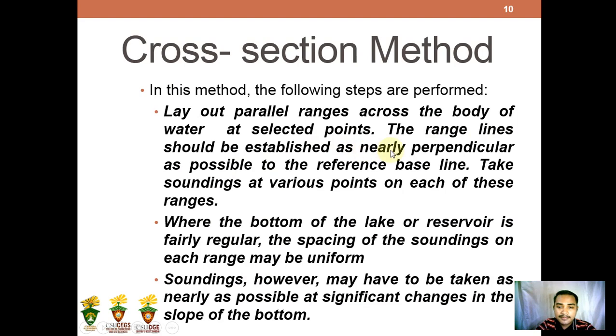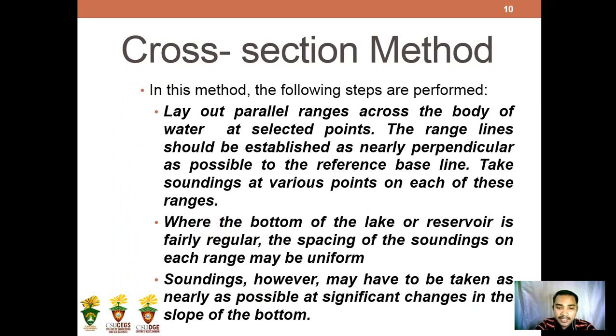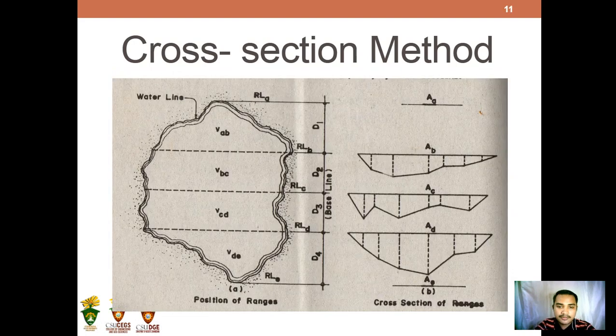The range lines should be established as nearly perpendicular as possible to the reference baseline. So from this figure, you have here the reference baseline, and it should be perpendicular as much as possible. And take soundings at various points on each of these ranges. So if you have this range line B, you are going to take soundings, or the verticals, and from those verticals you get the depth. Sounding is for depth.